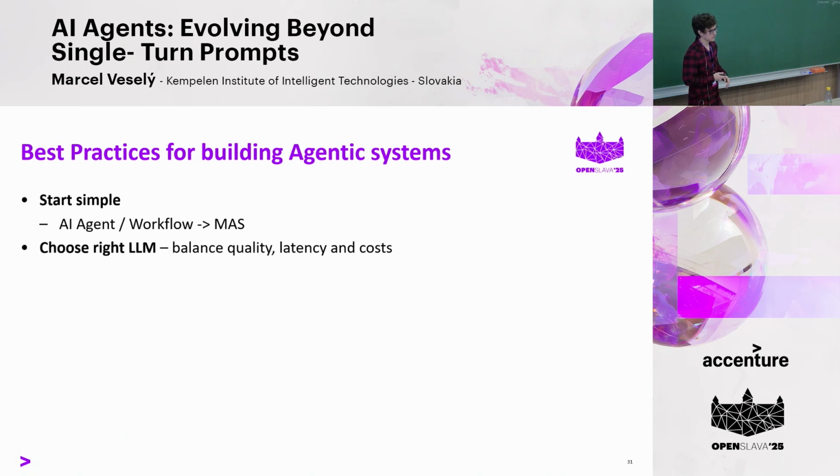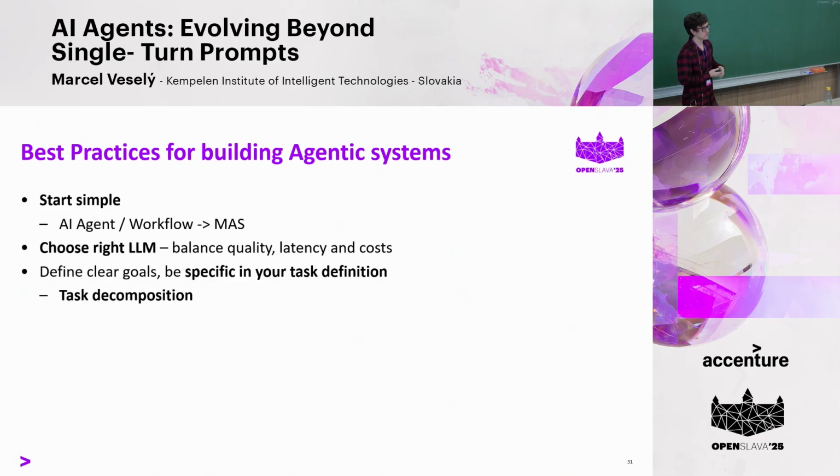You need to choose the right LLMs for specific tasks, especially if we talk about workflows or multi-agent systems, where you have an option to specify and choose a specific-sized LLM for each LLM invocation or agent loop. And you need to define clear goals, what your task is, be specific with your task definition, especially when you create your system prompt. Do task decomposition if it's necessary. And if you start doing task decomposition and it makes sense, you might as well go into workflow or multi-agent systems.